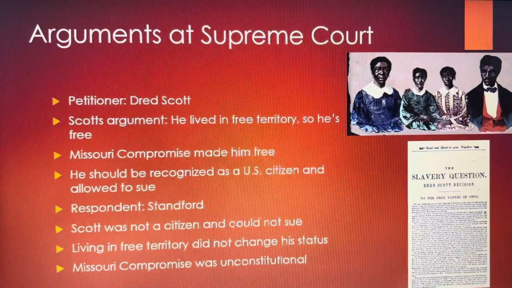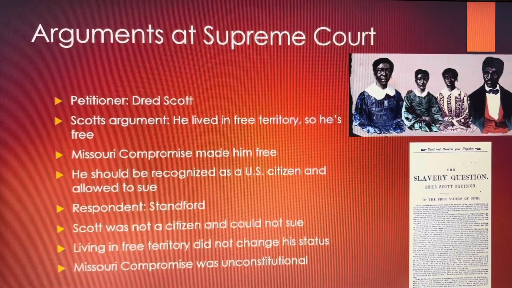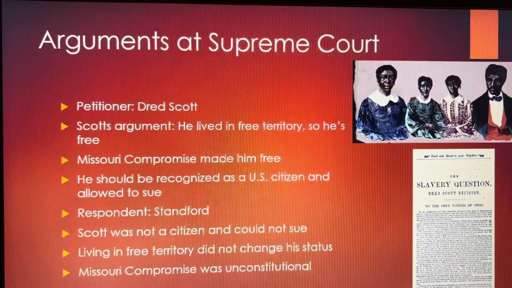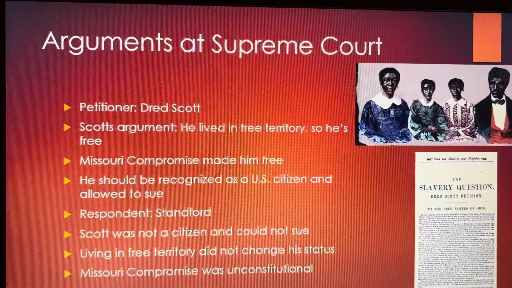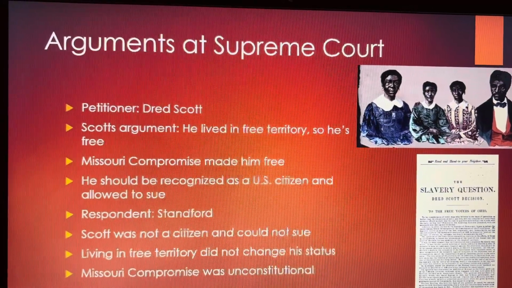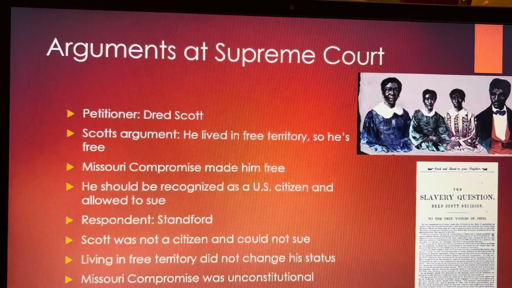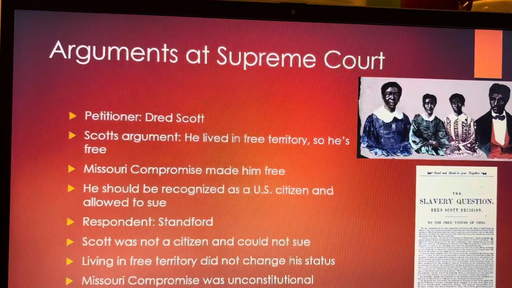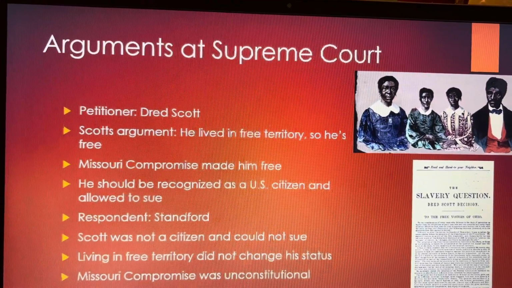Arguments at the Supreme Court. The argument of the petitioner, Dred Scott. He had lived in free state territories, so he became legally free. The Missouri Compromise made slavery illegal in the territory where he lived, so his slavery status should not continue. He argued he should be recognized as a U.S. citizen and allowed to sue.